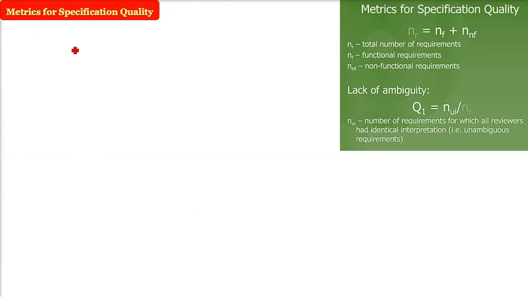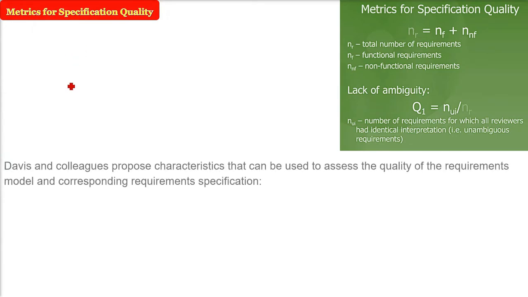Metrics for specification quality. Now Davis and his colleagues propose characteristics that can be used to assess the quality of the requirement model, because the first thing is to gain the requirements. In terms of the requirement model, we finally make the corresponding SRS, software requirement specification. Now we are interested in the metrics for this specification and what the quality of this specification is.